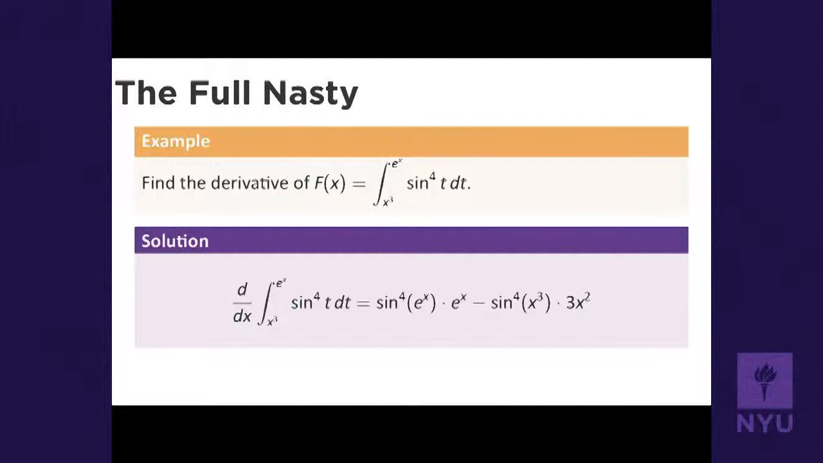And we also have change on the lower limit, so we have to subtract the change which comes from there, sine to the fourth of x cubed times 3x squared. Okay, so we got upper and lower limits changing as x changes, and so the integral will increase on one end and decrease on the other as x increases. That make sense? So this shows that you can't always rely on the anti-differentiation technique if you want to find derivatives of functions defined as integrals.